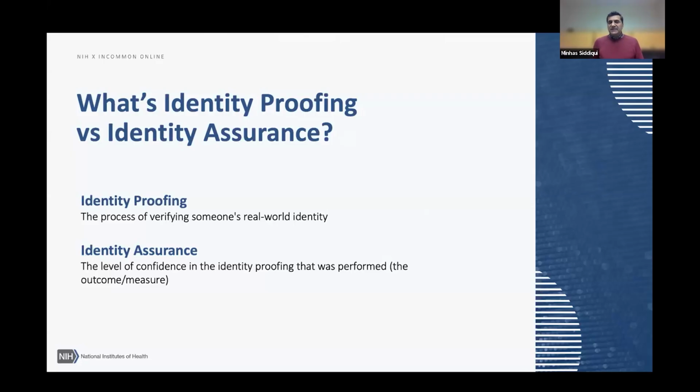Why the distinction matters for NIH? NIH doesn't just care that identity proofing happened, it cares how strong it was. That's why NIH requirements specify assurance levels, not just that an ID was checked. This allows systems like RAS to make risk-based access decisions for sensitive data.